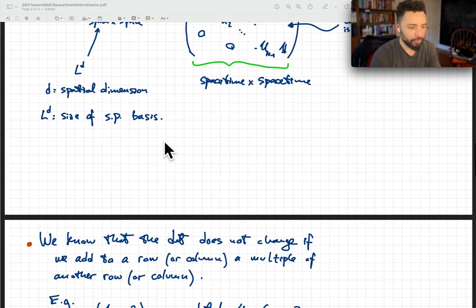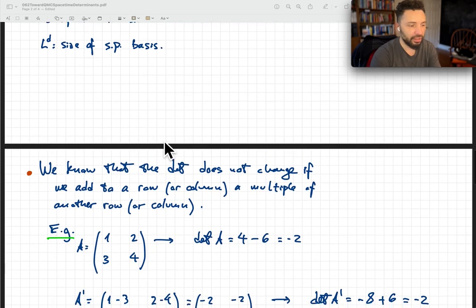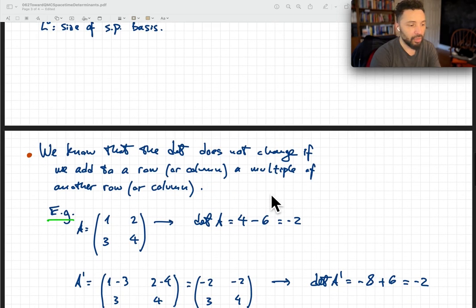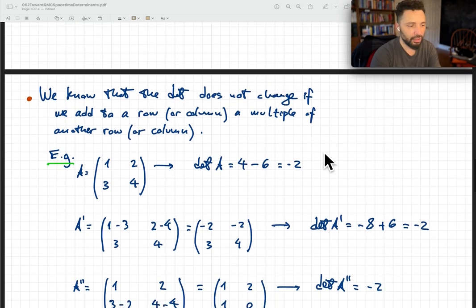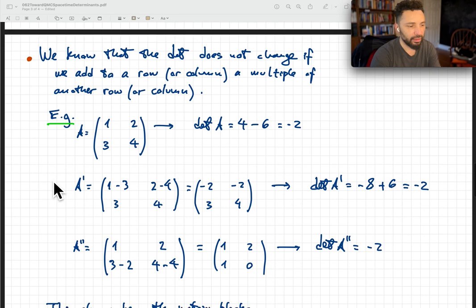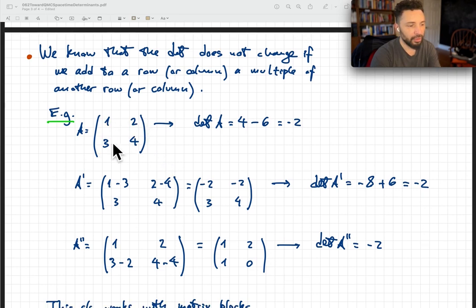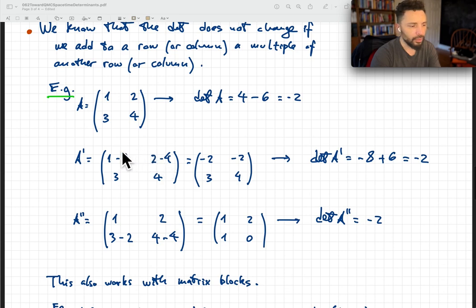Well, we know that a determinant does not change if we add to a given row or to a given column a multiple of another row or column. So let me give you an example of that property, even though you may already know it. Suppose we have this simple matrix, 1, 2, 3, 4. The determinant of this matrix is 4 minus 6, so it's minus 2. That's pretty simple. Now suppose we take the first row and subtract from it the second row. In other words, we take 1, 2, and subtract 3 and 4, and we leave the second row unchanged. So the top becomes 1 minus 3, 2 minus 4, and the bottom is unchanged, and so we have minus 2, minus 2, 3, 4.